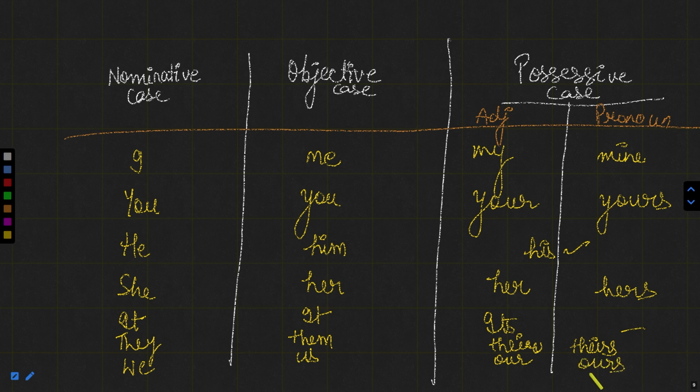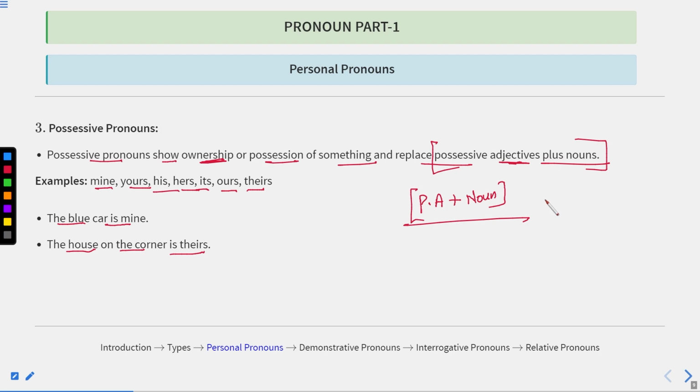So the pronunciation of this word is "our", not "or". First of all, you should be very careful about the pronunciation of these words. This is the table which I have made for you, which you can write or note down: this is the nominative case, then the objective case, and then the possessive case. Now let us get back to the slides.